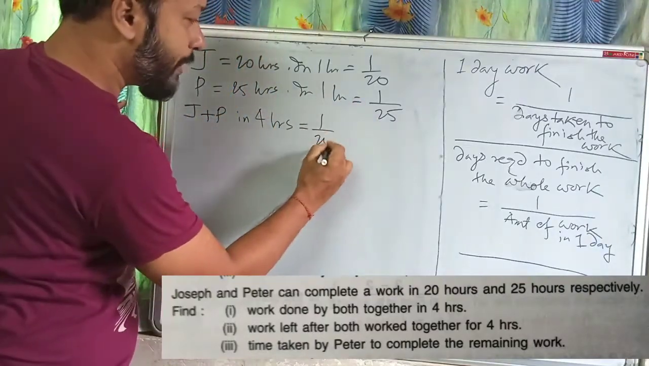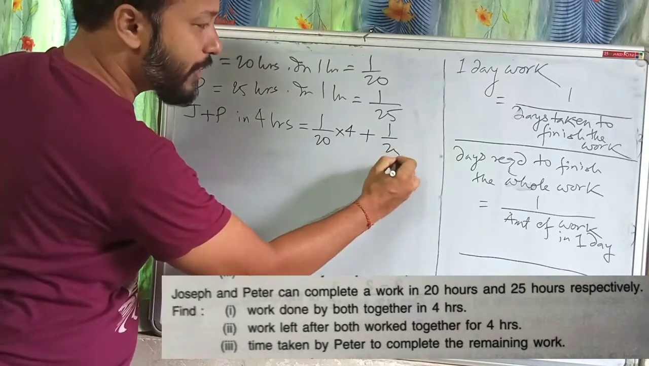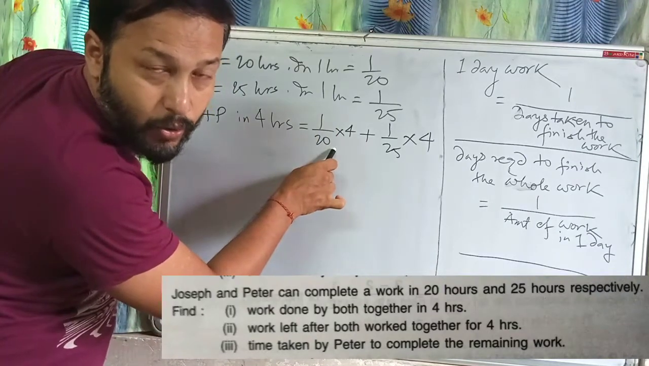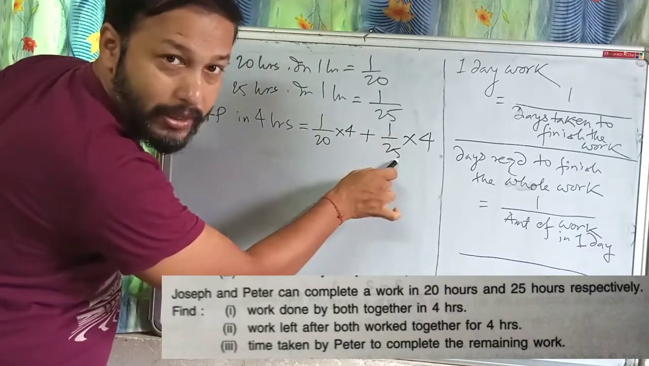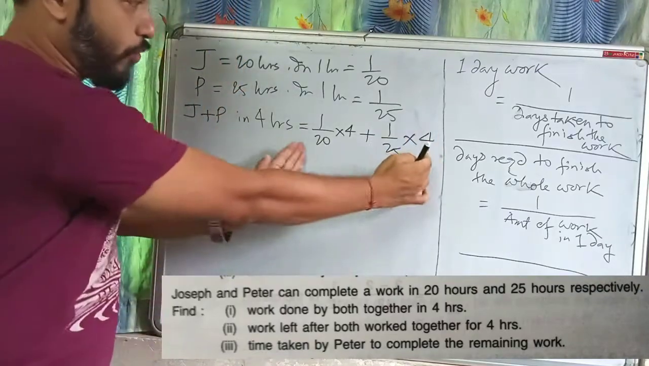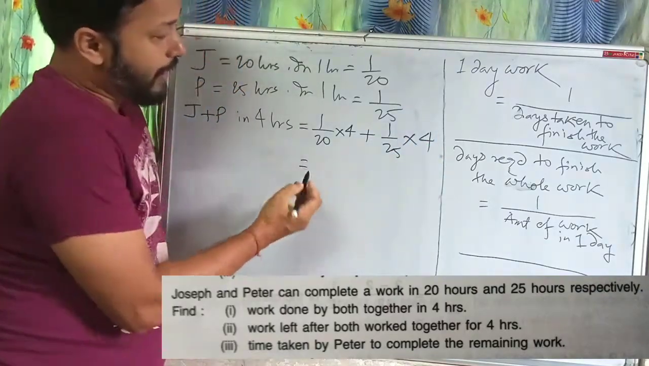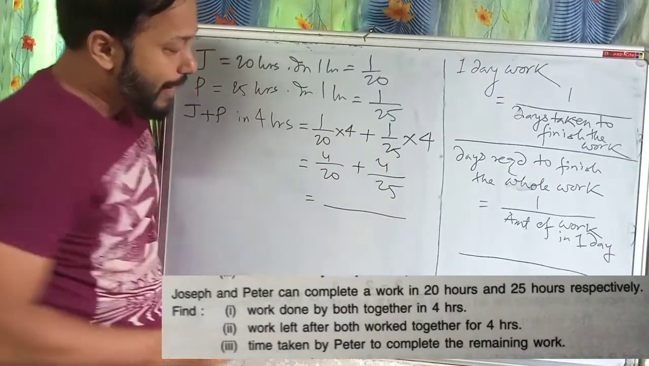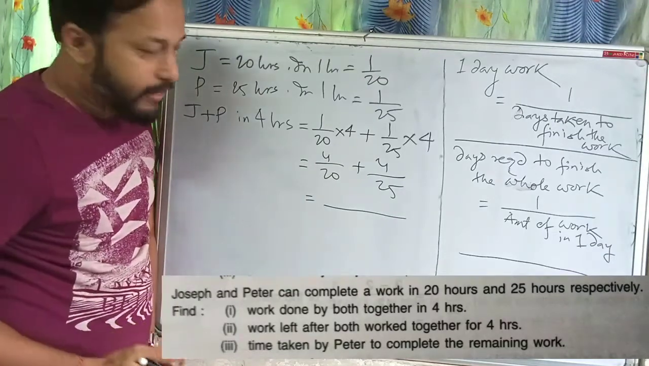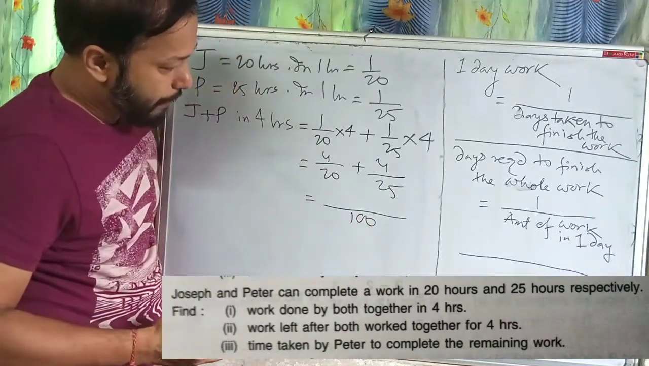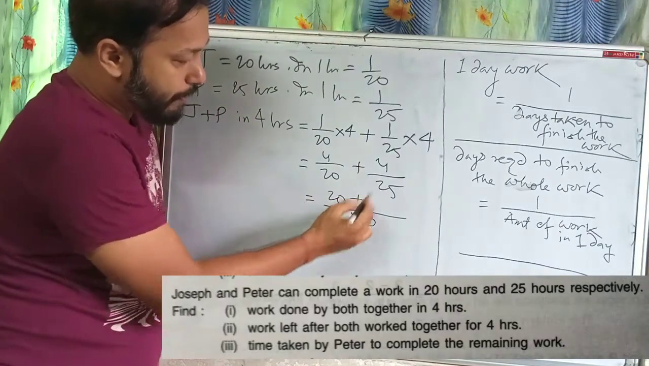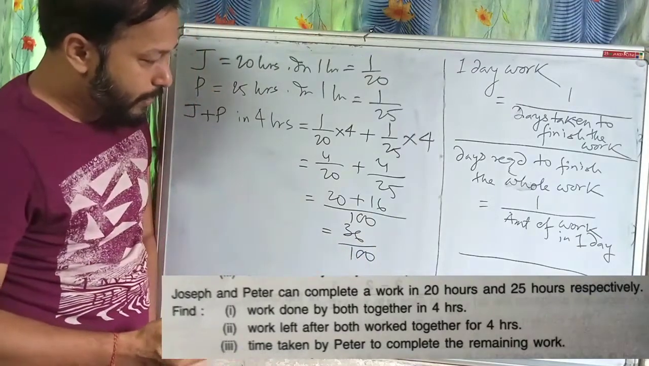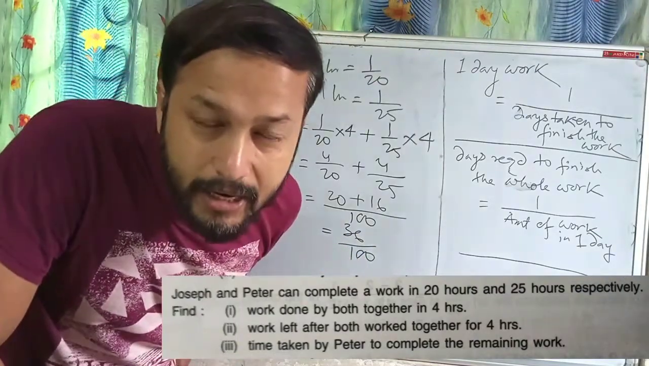That means what you have to do: 1 by 20 into 4 plus 1 by 25 into 4. Because this is the work in 1 hour, into 4 hours. That is the total work in 4 hours. So let us calculate it as 4 by 20 plus 4 by 25. Now what is the LCM of it? 20 and 25, the LCM is 100. So 5 times 4 is 20, plus 4 times 4 is 16. So 36 by 100. This is the amount of work they have done in 4 hours.